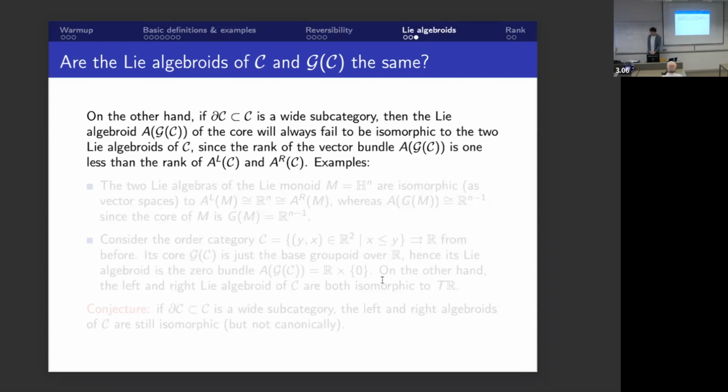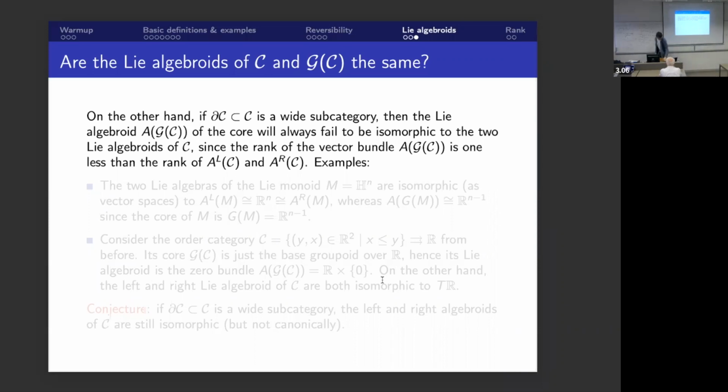And on the other hand, if we have a normal boundary, but this boundary is going to be a wide subcategory, in the sense that it's a subcategory plus it contains all of the units, right? Well, then the Lie algebroid of the core will always fail to be isomorphic to the algebroids of the category, for the simple reason that the rank of the vector bundle algebroid of the core is one less than the rank of the algebroids of the category.